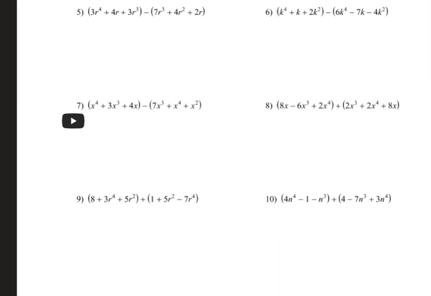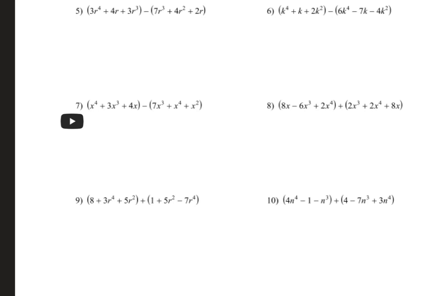All right, number 7, we're subtracting. So first thing we're going to do is we're going to distribute that negative to all the terms. So the first parenthesis stays the same. Second parenthesis becomes negative 7x cubed minus x to the 4th minus x squared.